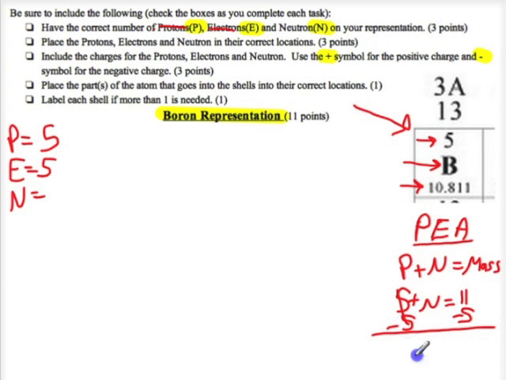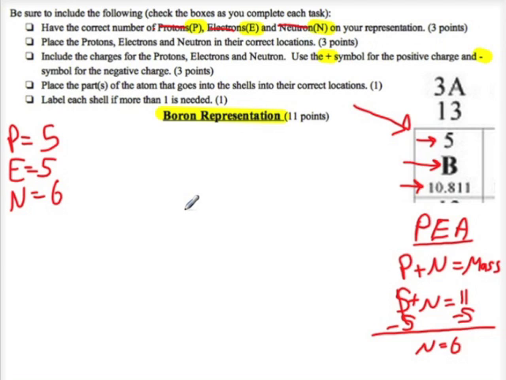This cancels out, so I have N equals, what's 11 minus 5? 6. So I have 6 neutrons. Okay, so I can cross this off. I've done this. Now I haven't put the P and the E and the N on there yet, but I know how many of each I have. So now place the protons, electrons, and the neutrons in their correct locations.